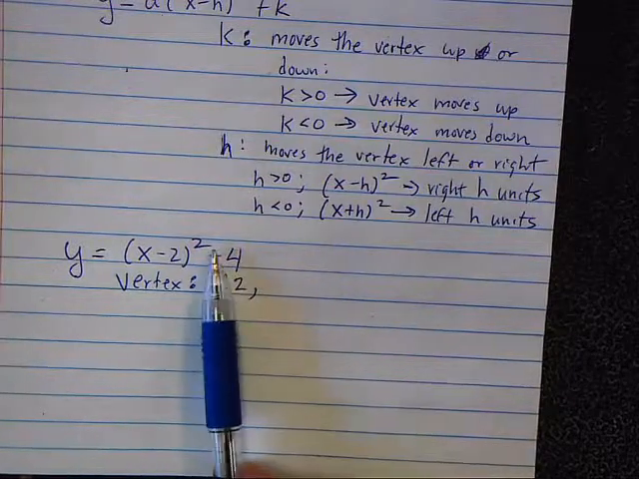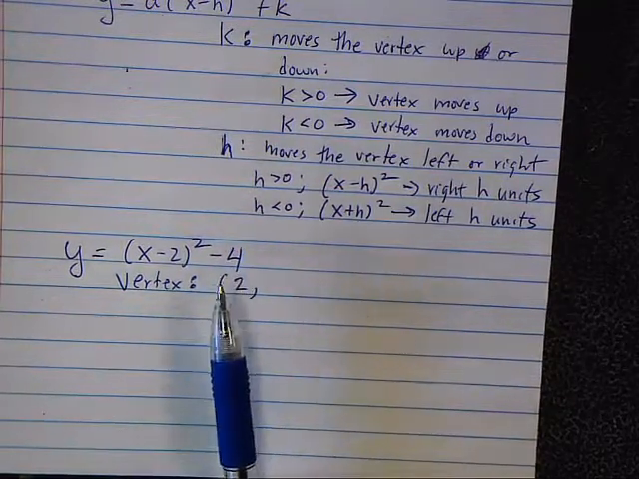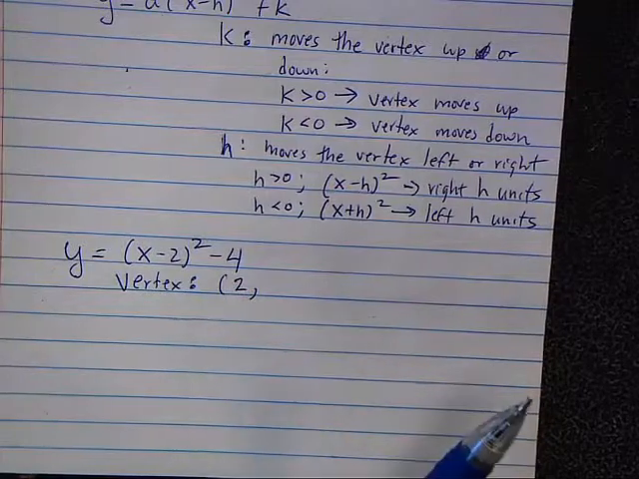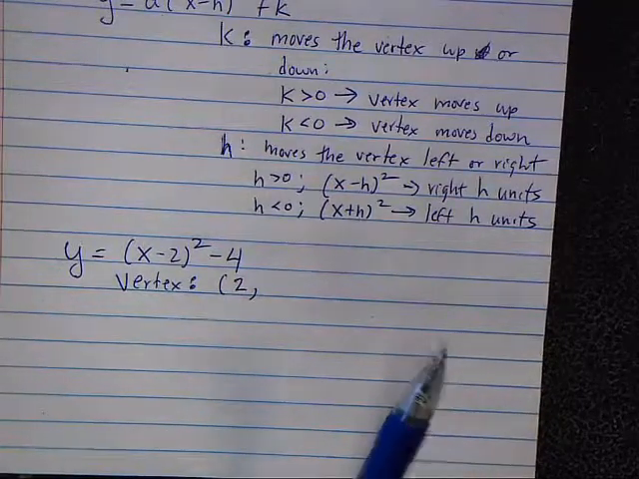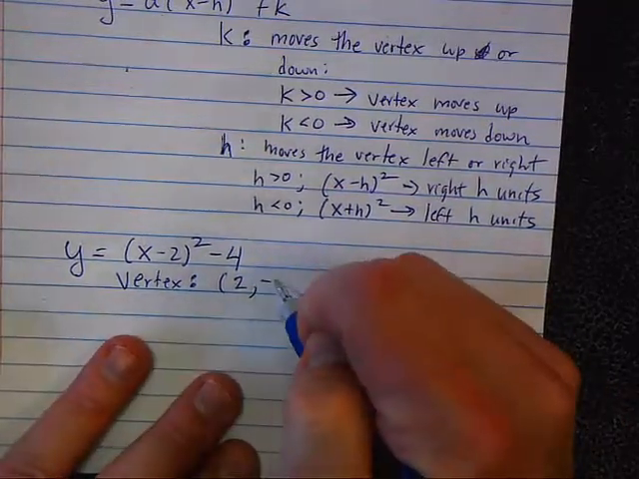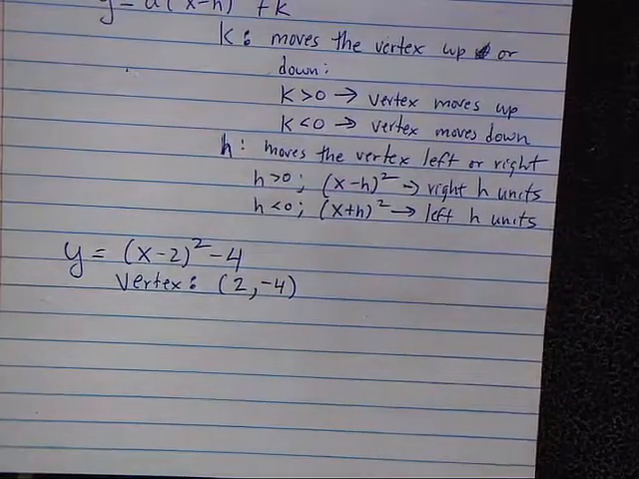And then this minus 4 is outside the parentheses. That controls up and down, so that one's going to be down 4. So our vertex should be the point 2, negative 4.